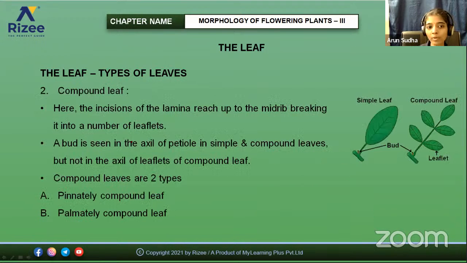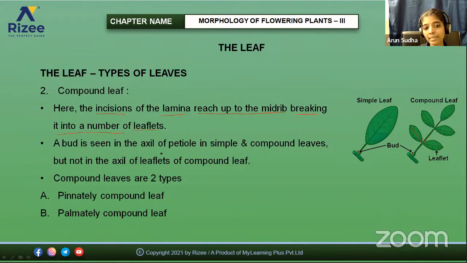In the compound leaf, the incisions of the lamina reach up to the midrib, breaking it into a number of leaflets. So here this is the midrib, and here it is broken, that is, a number of leaflets are present in the case of a compound leaf. That is the main difference here. Here it is present as a single leaf. Here many leaflets are present.